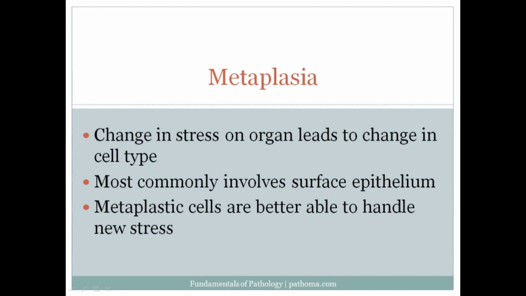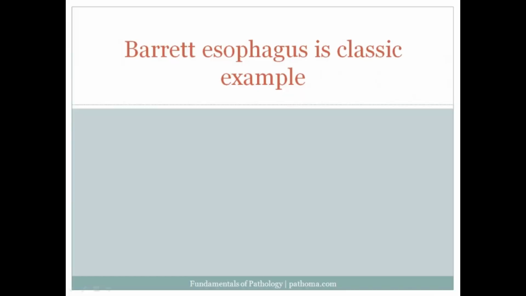Metaplasia, generally speaking, involves surface epithelium. And the idea behind metaplasia is that the metaplastic cells are better able to handle the new stress, so that when there's a change in stress, the metaplasia occurs because the new cells that are going to be present are better able to handle that stress. And let's highlight some of this with a simple example, which is Barrett's esophagus. Now, what is Barrett's esophagus? So let's go back and remind ourselves.